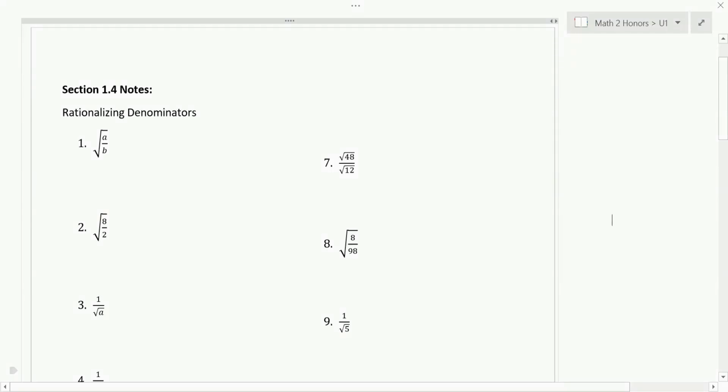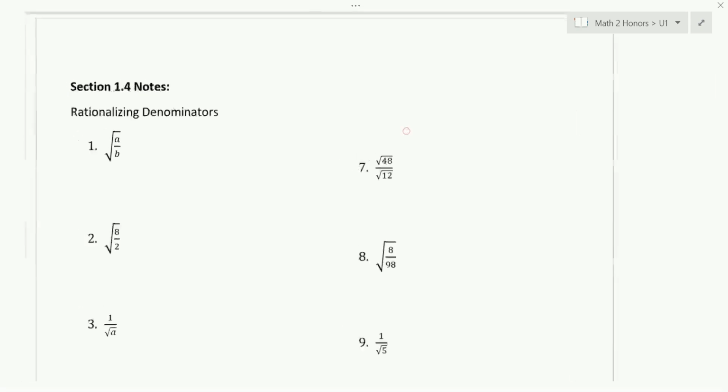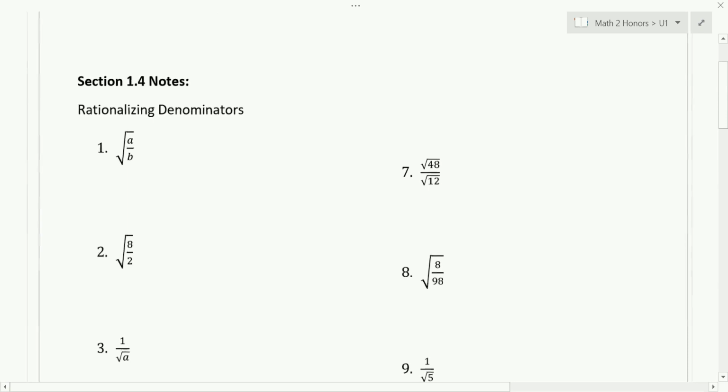Okay, so we talked a little bit about what a rational number is. A rational number is a number that you can express as a fraction of two integers. And when we're working with radicals, if we can't get rid of that radical, it's not rational. And when we're simplifying fractions, we've talked about multiplication. Now we're going to look at division.